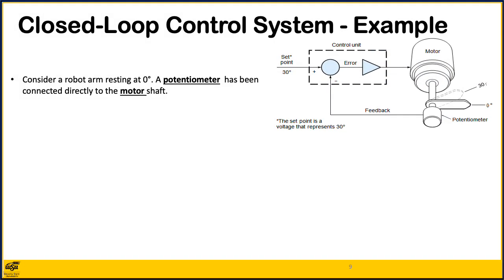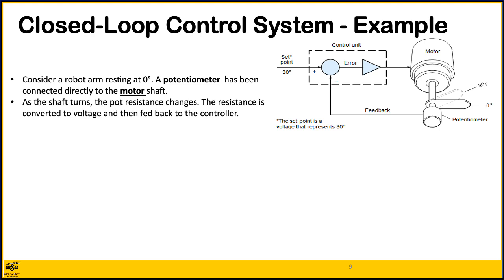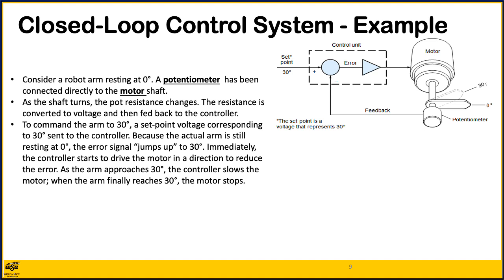As an example of a closed-loop control system, consider again the robot arm resting at 0 degrees. This time a potentiometer, or a pot, has been connected directly to the motor shaft. As the shaft turns, the pot resistance changes. The resistance is converted to voltage and then fed back to the controller. To command the arm to 30 degrees, a set point voltage corresponding to 30 degrees is sent to the controller. Because the actual arm is still resting at 0 degrees, the error signal jumps up to 30 degrees.